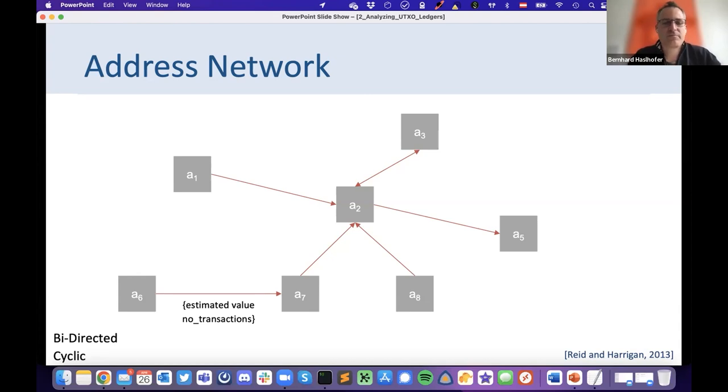Since an address can send money to another address, which can then again send money back to the sending address, this entire graph is bidirected and can of course also contain cycles. So the address network is the next level of abstraction that's interesting when doing these sorts of analyses.